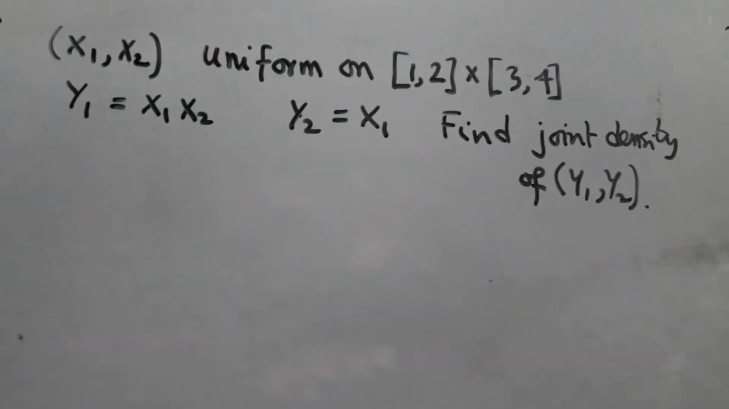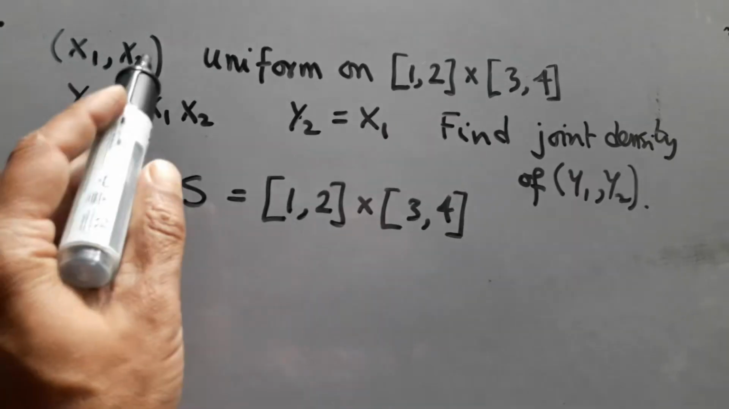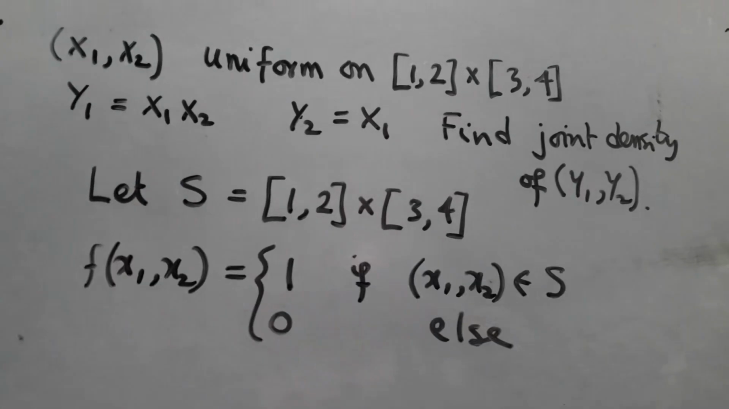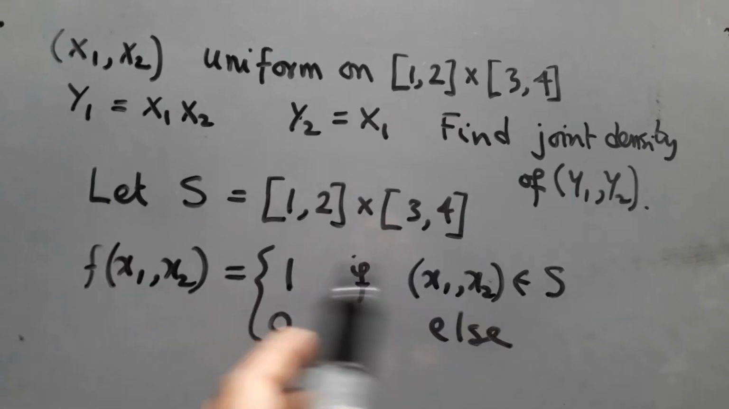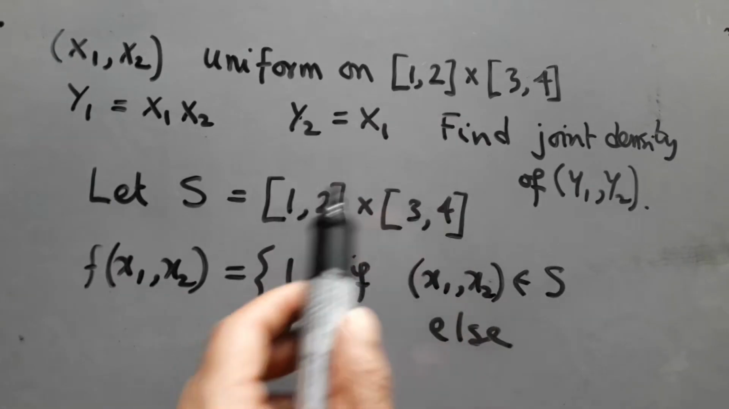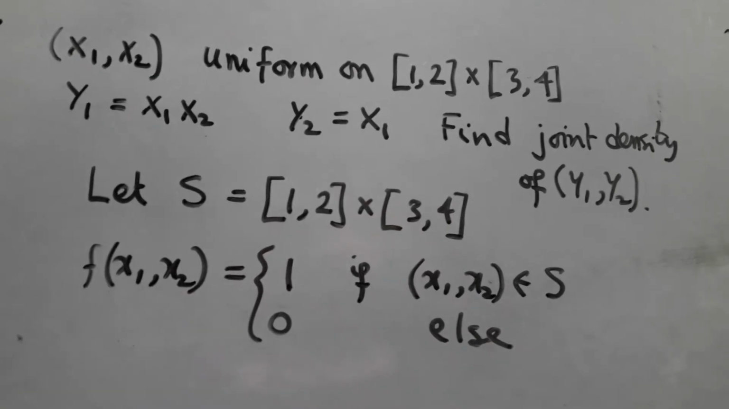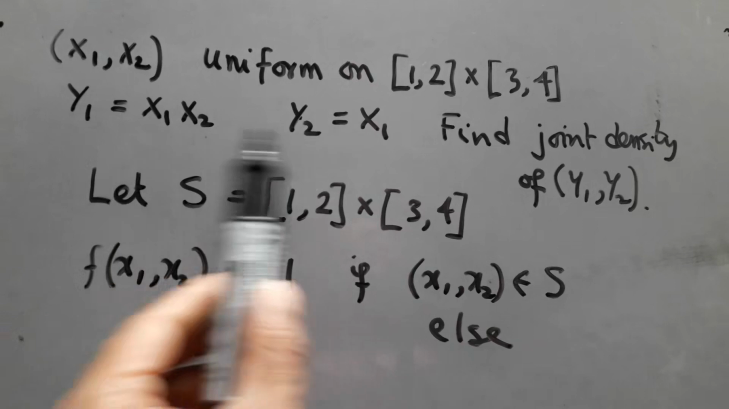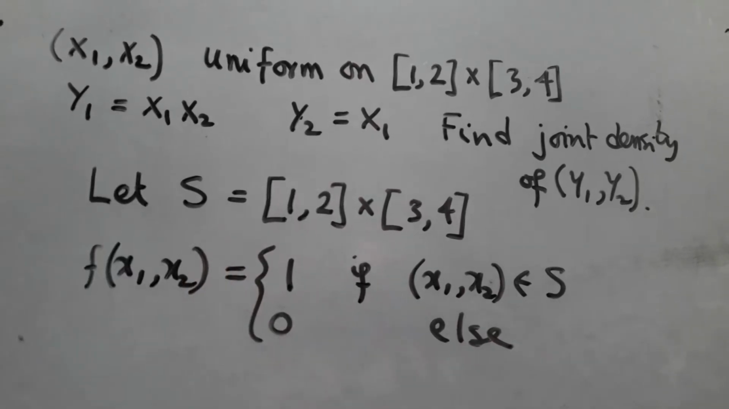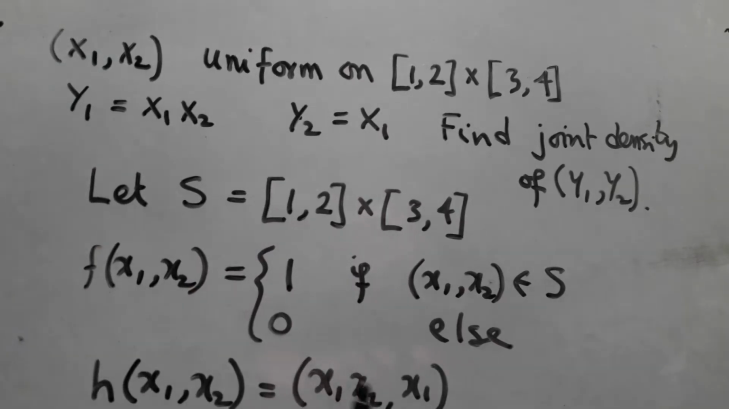Now to solve it, I shall first give this square a simple name, S. Then the joint density of x1, x2 is given by f of x1, x2, which is 1 if it lies in S. Remember the area of S is 1, so this is 1 by 1, which is 1, and it is 0 outside S. In order to apply the Jacobian formula, we need to write this transformation as a function from R2 to R2, and that is this. The first component is x1 x2, that is y1. The second component is x1, that is y2.